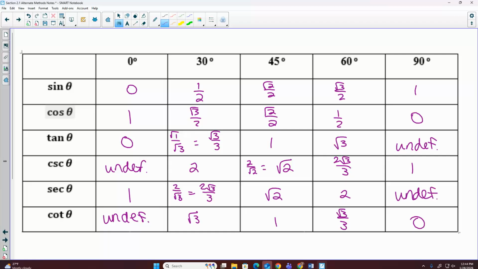Okay? The next thing I want to do, we're going to start the next section. I did not print notes for you today. Sorry, but it's not a lot of writing today, so you can do that.